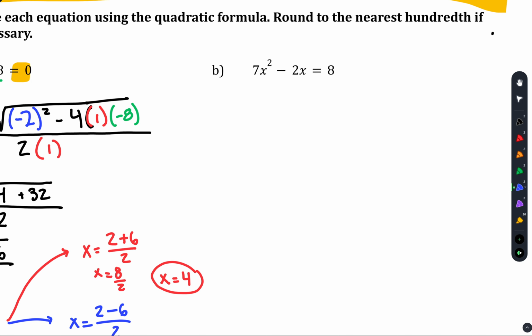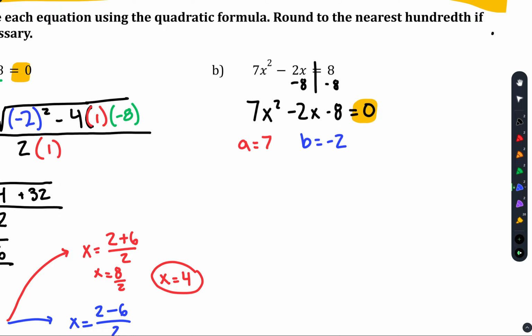Okay. Letter B. What do we have to do first? Cody? We got to get it to equal 0, so I'm subtracting 8 from both sides. 7x squared minus 2x minus 8 equals 0. That's what I'm looking for. And then I need A, B, and C. A is what? B is, and C is. So then I plug it in. X equals what?